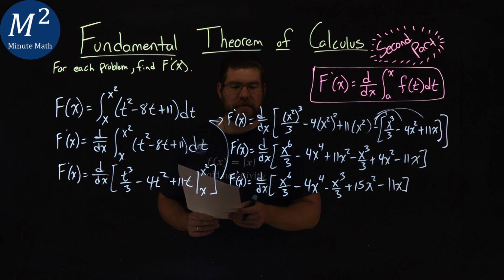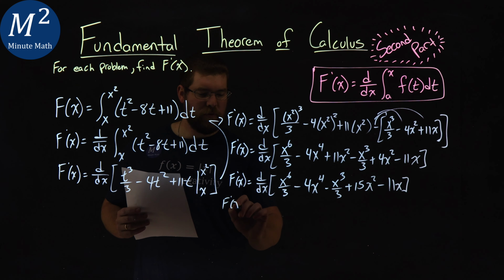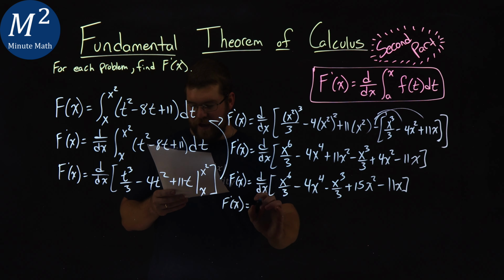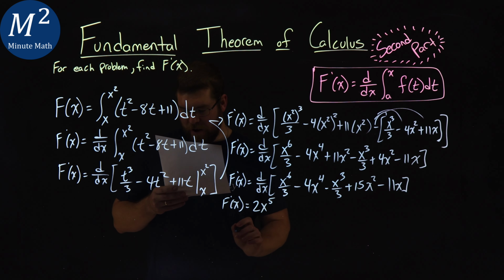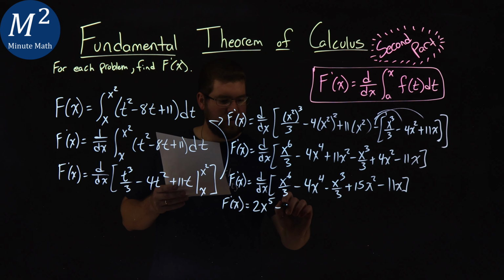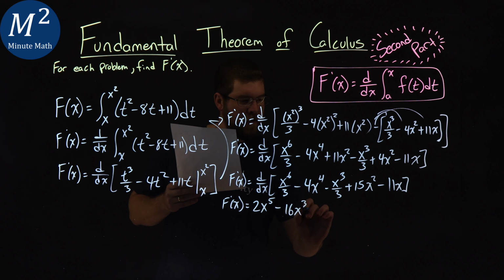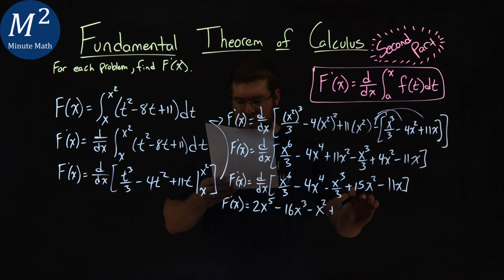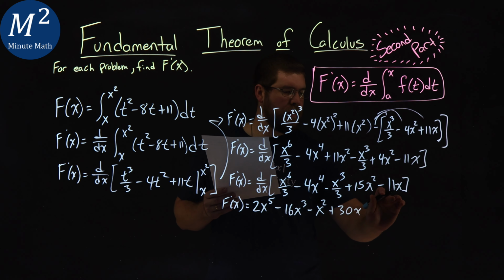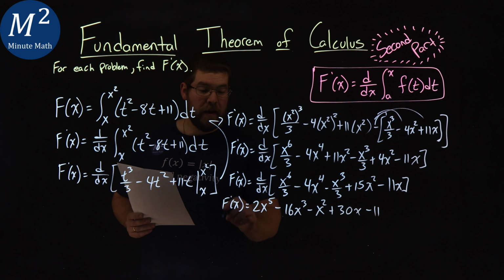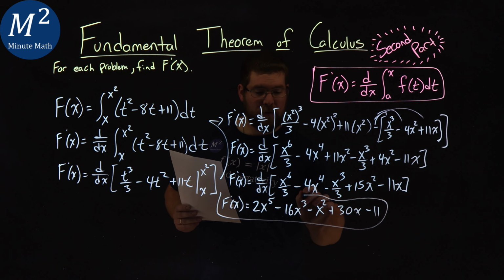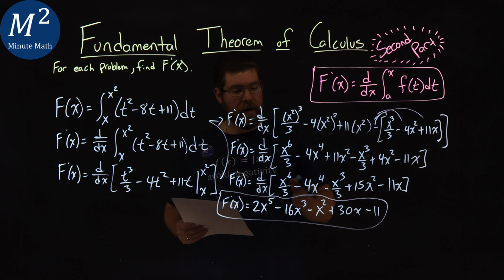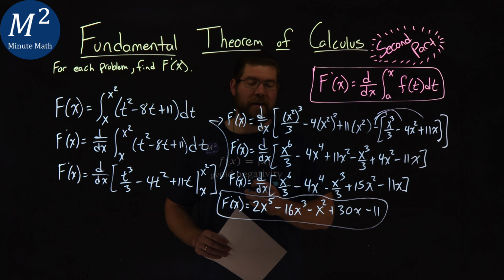So after all that, we need to take the derivative here. And this one, it's not too bad. Derivative of x to the 6th over 3 is a simplified 2x to the 5th power. Minus derivative of 4x to the 4th is a 16x to the 3rd. Minus x to the 3rd over 3 is just an x squared. Plus 15x squared derives to be a 30x. And then minus 11x is just minus 11. And after all that, we have our capital F prime of x, and that's equal to 2x to the 5th minus 16x to the 3rd power minus x squared plus 30x minus 11.